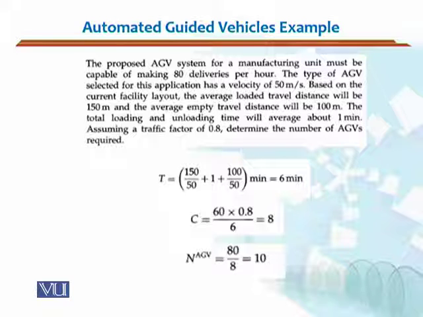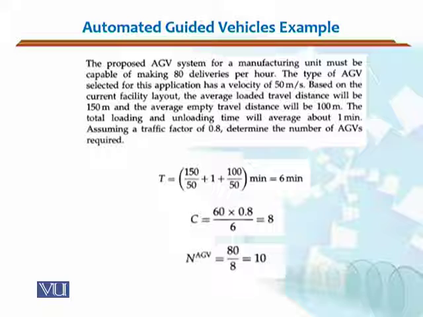We propose that the process of selecting the material handling equipment is done, and we know that we are going for an AGV system, a programmable material handling equipment for a manufacturing unit, and the desired deliveries per hour are 80. The type of AGV selected for this application has a velocity of 50 meters per second. This is the estimated speed of the AGV which is being selected.